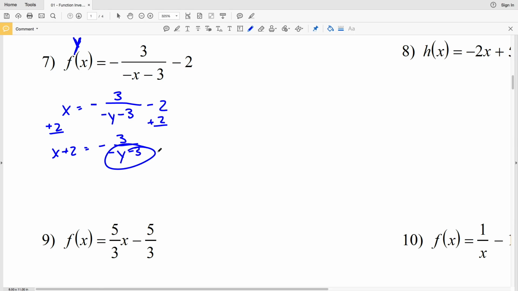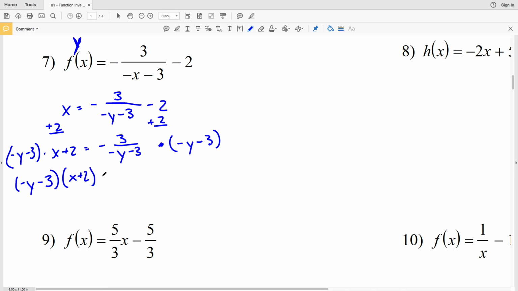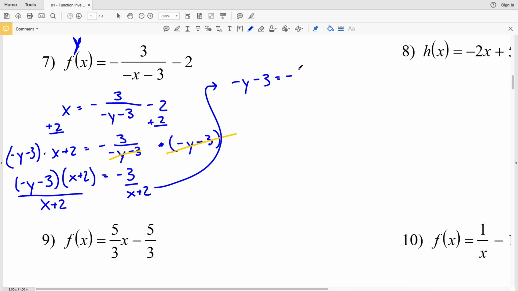Now I want this y out of the denominator, so I'll multiply both sides by that denominator, negative y minus 3. So on my left-hand side, I'll now have negative y minus 3 times x plus 2 equal to negative 3. Now I don't want to distribute or FOIL these two binomials out because I want to isolate that y, so I'll simply divide by x plus 2. So I'll get that negative y minus 3 equals negative 3 over x plus 2.